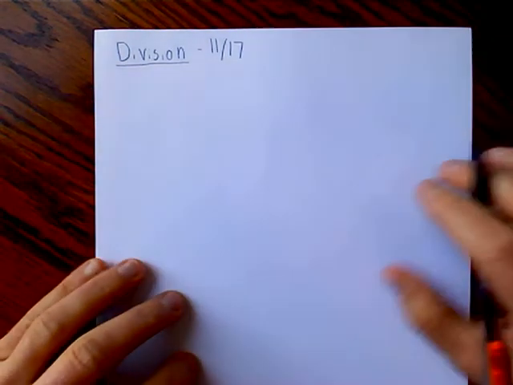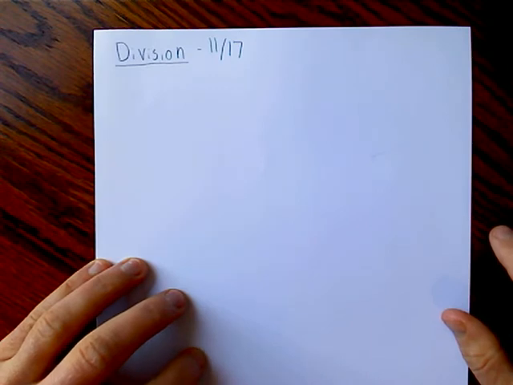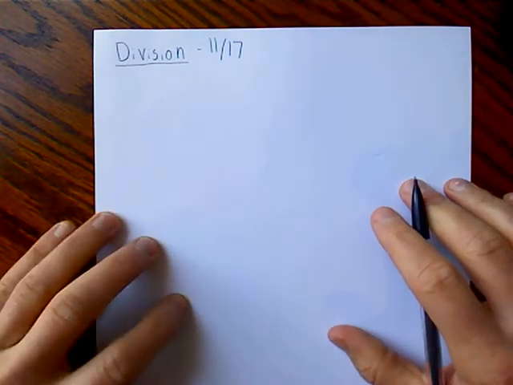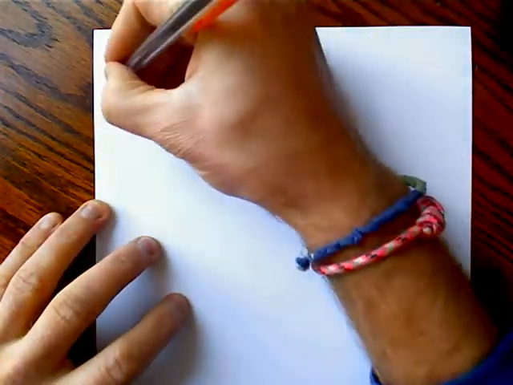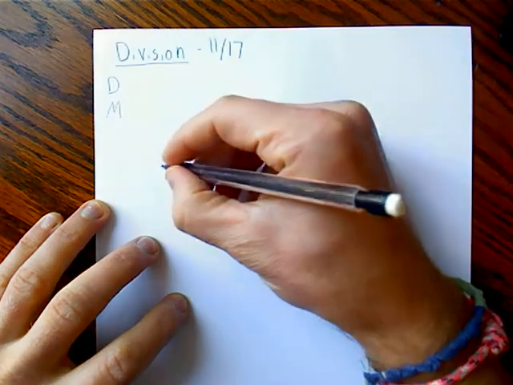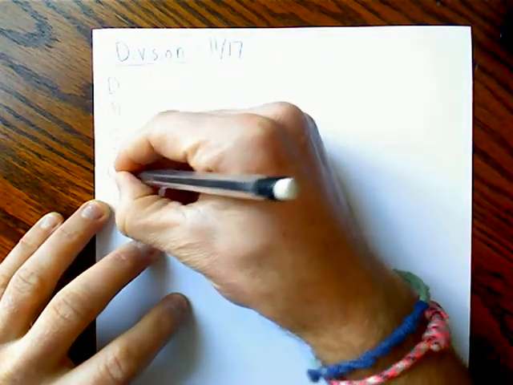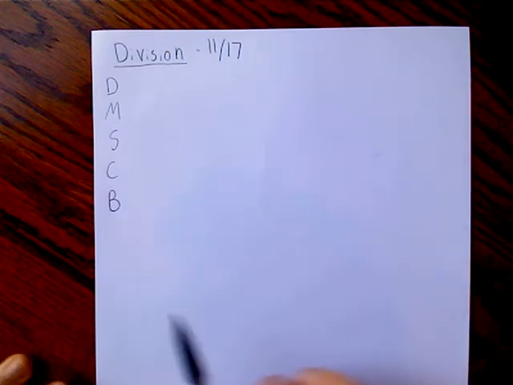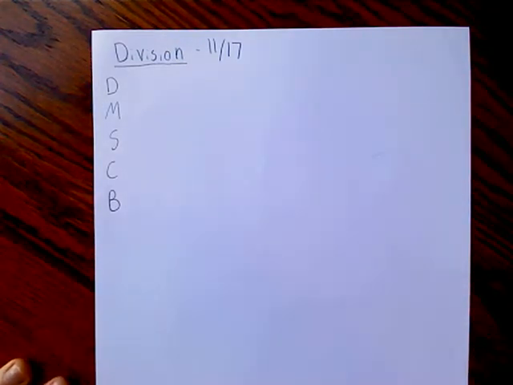Okay, so the acronym that we are going to use this year that's going to help us with long division problems is known as: Does McDonald's sell cheeseburgers? Tyler, what are you talking about? Does McDonald's sell cheeseburgers? What does it have to do with math? Well, this is going to be our acronym to keep us in line for our division.